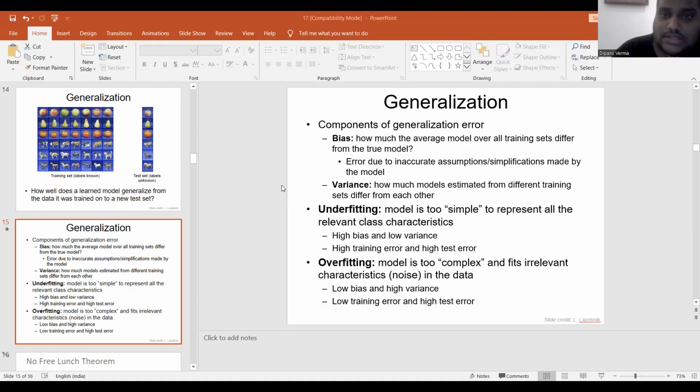So basically, this is generalization. Bias means how much the average model over all training sets differs from the true model, the error due to inaccurate assumptions made by the model. Variance is how much the model estimate varies across different training sets. Underfitting: the model is too simple to represent the data, you can say high bias and low variance. And here is high variance and low bias. High training error, high test error. Low training error and high test error. Okay, so this is called the complex one.